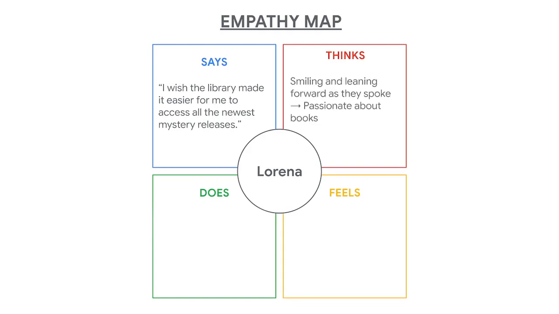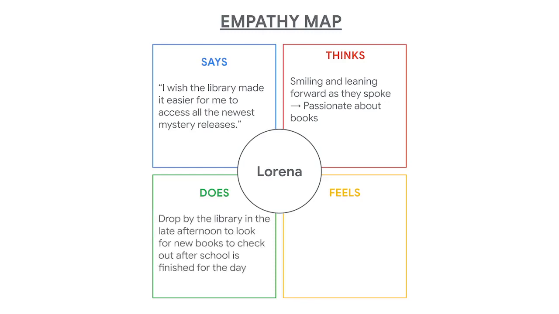In the Think square, we'll note that Lorena was smiling and leaning forward as they spoke. It was clear that they are passionate about books and care deeply about accessing them. In the Does square, we'll list one of the things that Lorena has done to try and check out a book at the library. They dropped by the library in the late afternoon to look for new books to check out after school is finished for the day.